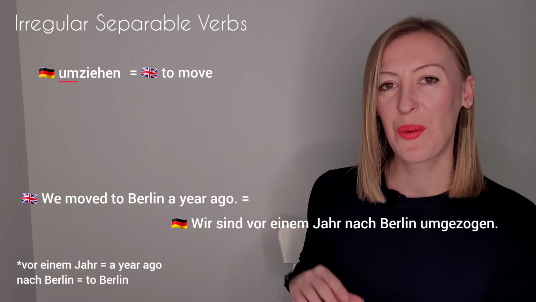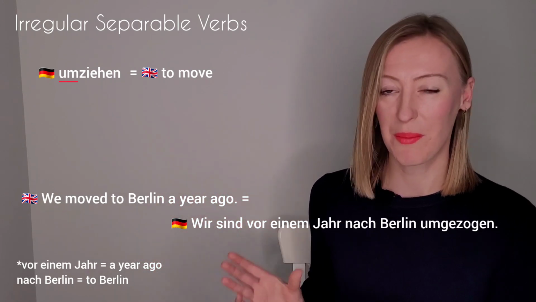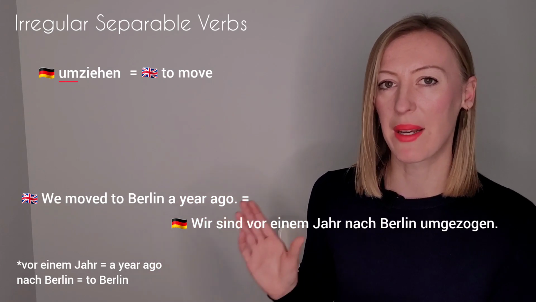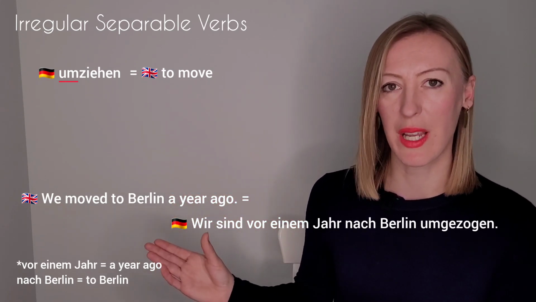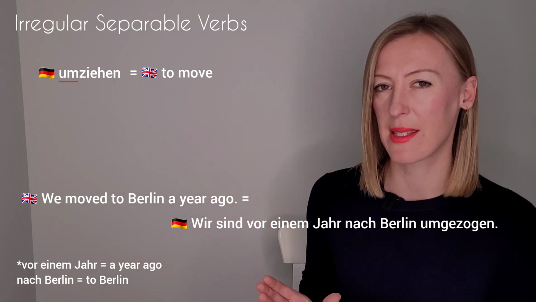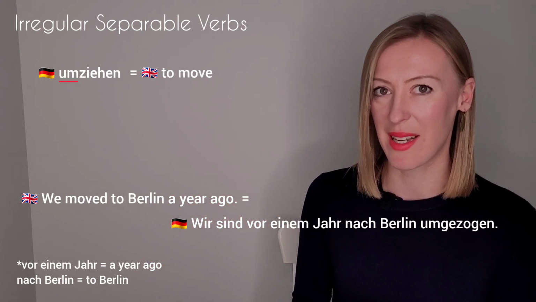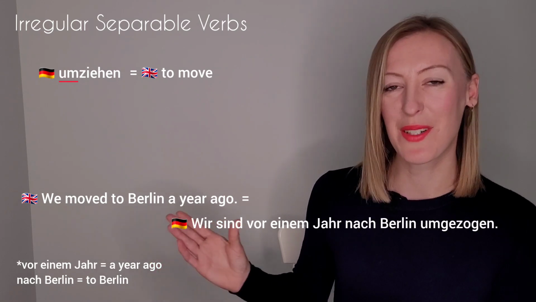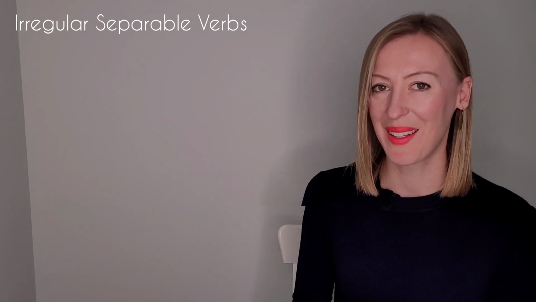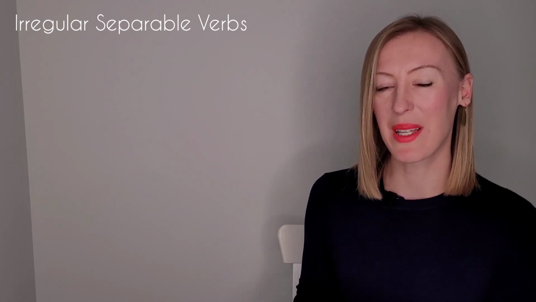Very irregular. We have to put vor einem Jahr before Berlin, because we have to follow the time, manner, place rule. Here we've got the time, vor einem Jahr, and the place. So time goes before place in a general sentence in German. Wir sind vor einem Jahr nach Berlin umgezogen. Our next common irregular verb is teilnehmen.